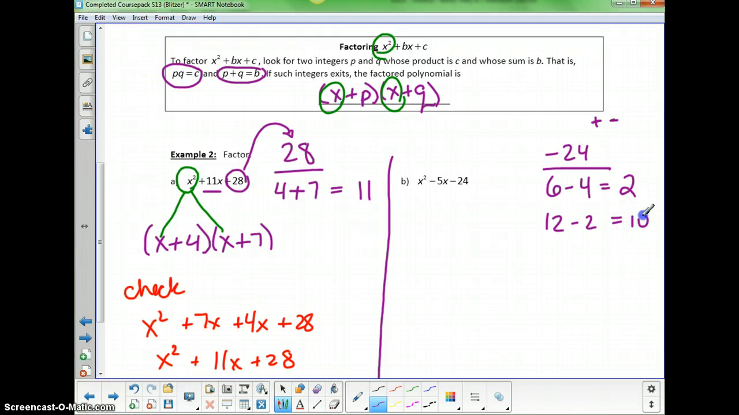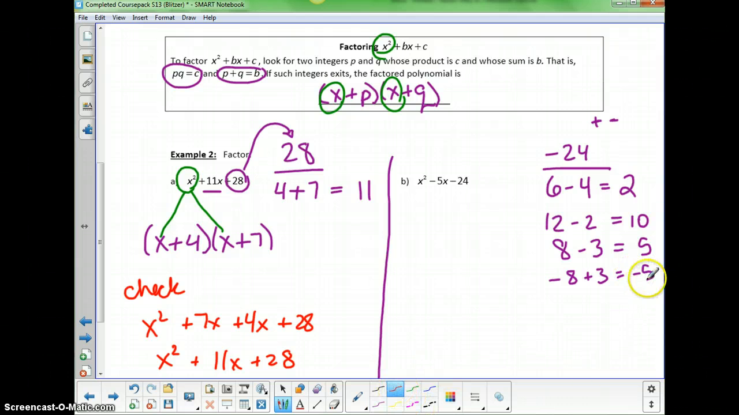That adds up to 10. It's also not what I want. Also, 8 times 3 is 24, and that adds up to 5. That's very close, but I don't want a positive 5, I want a negative 5, so now we know that it was supposed to be a negative 8 and a positive 3 to make the 5 negative.